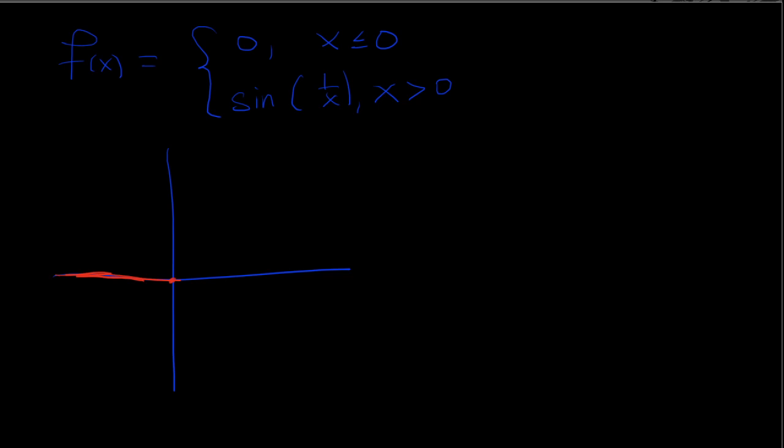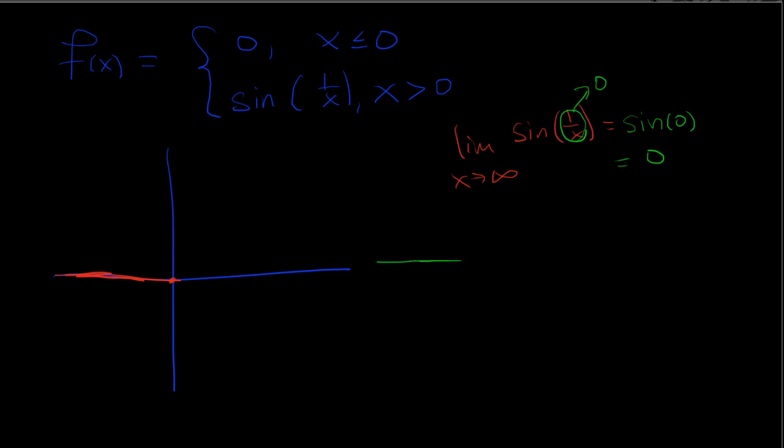Here, if I were to look at the limit as x approaches infinity of sine of 1 over x, well, the 1 over x inside is going to go to 0, since a number over a really, really big number tends to go to 0. So this is the same thing as sine of 0, which is 0. So eventually it's going to go to 0.